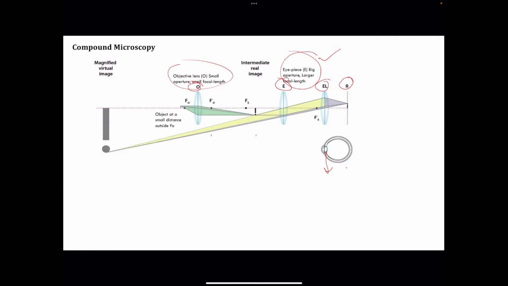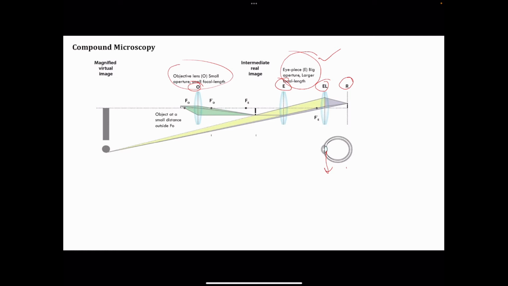Now in the optical drawing you can see another lens, which is basically your eye lens, and behind the eye lens is the retina, which is shown here, and the image will be projected there. You have to take note here: don't confuse the eyepiece, which is shown as E, and the eye lens, which is shown as EL.